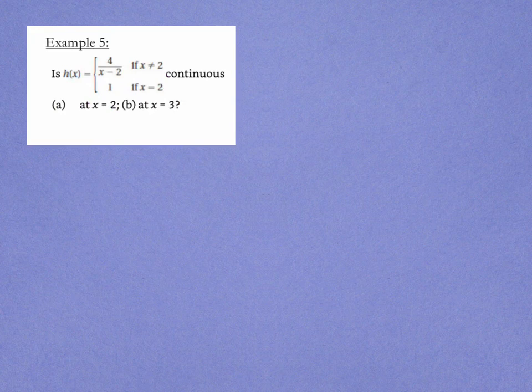Example 5 gives you a piecewise function. It says, is h of x continuous at x equals 2 and at x equals 3? So let's do x equals 2 first. How do we know? Well, first of all, f of 2 is equal to 1, that's this part down here. To be continuous, the function has to exist at the x value, and it does. Now we can't stick just a 2 in here. You see it's undefined. So what we have to do is check the other part.